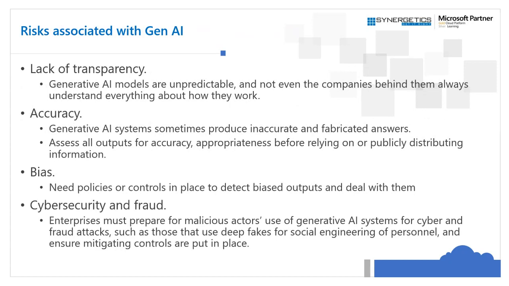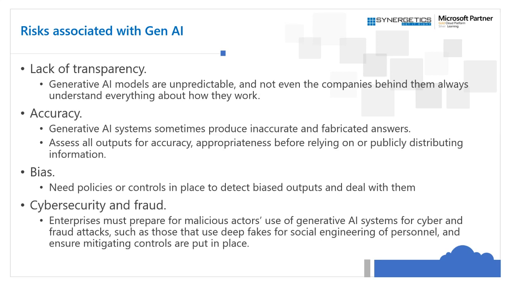Lack of transparency is another risk. Generative AI models are unpredictable, and even the companies who create these models may not be aware how it is producing the data, on what basis it is producing the data. Because it is trained with some models, and based on the data used for training, it is producing the output. But on what basis it is producing the new result, it's very difficult to get.